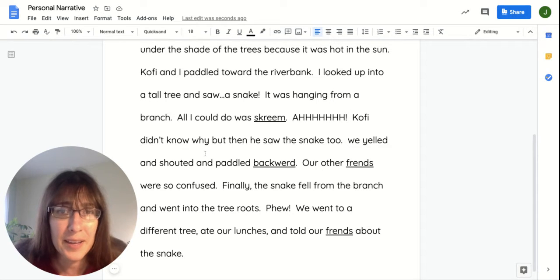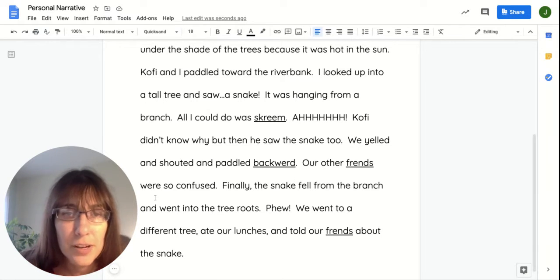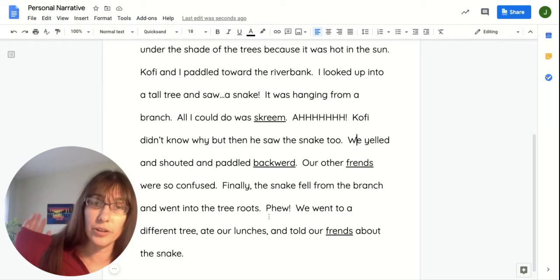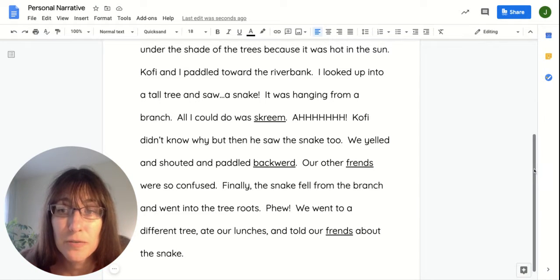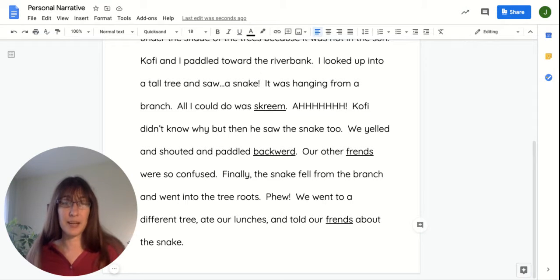Kofi didn't know why, but then he saw the snake too. I missed a capital letter. We yelled and shouted and paddled backward. That's a list, right? I'm telling you all the things that we did when we saw the snake. Our other friends were so confused. Finally, the snake fell from the branch and went into the tree roots. Phew, there's my other sound word. We went to a different tree, ate our lunches, and told our friends about the snake.